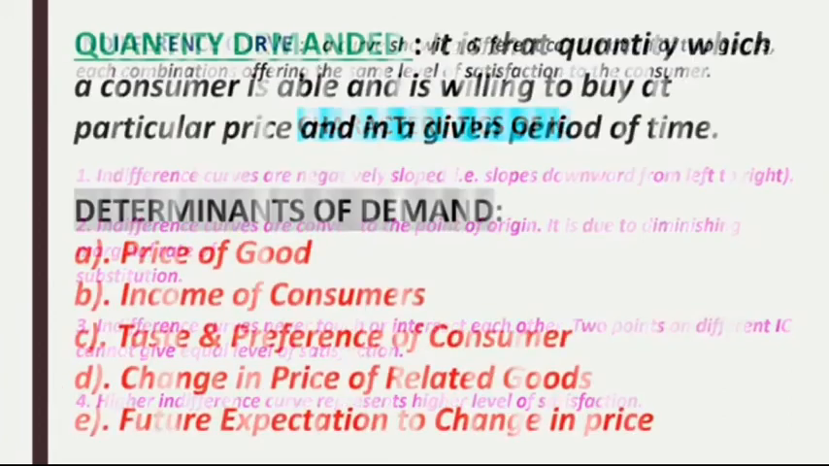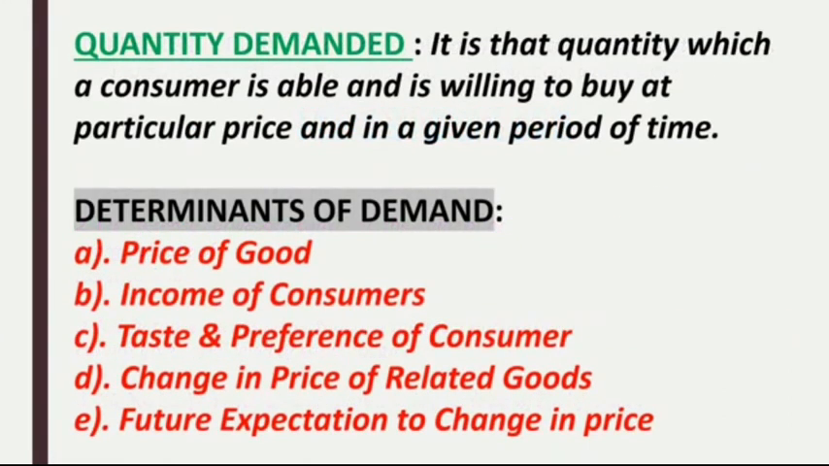Now the next topic is about quantity demanded. It is that quantity which a consumer is able and willing to buy at a particular price and in a given period of time. The determinants of demand are price of the good, income of the consumer, taste and preferences of the consumer, change in price of related goods, and future expectation of change in price. Guys, if a question is asked for 5 marks about quantity demanded, then you have to describe the determinants of demand, and you also have to describe these sub points in detail, so do refer to any other reference book.